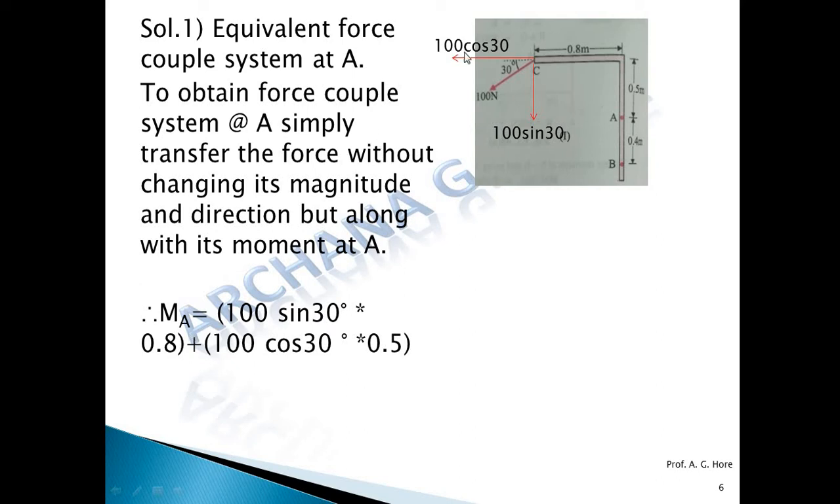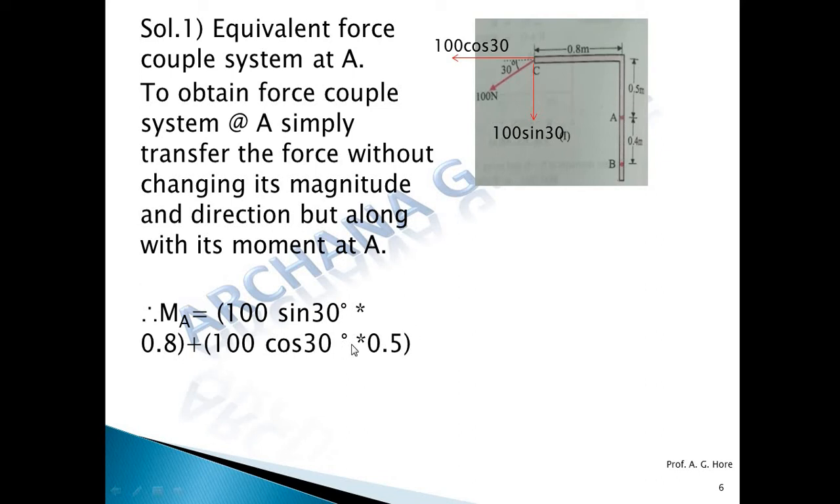Now this horizontal force component, 100 cos 30. This is its line of action, and it is rotating like this about A, anti-clockwise. So plus 100 cos 30, and this is the horizontal force. So the vertical distance, this is 0.5, the vertical distance is the perpendicular distance.